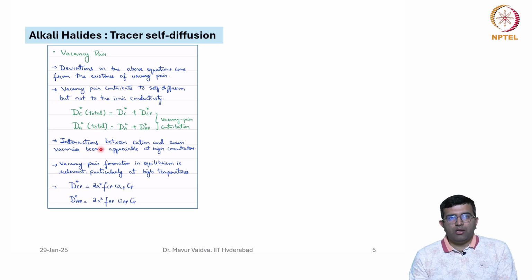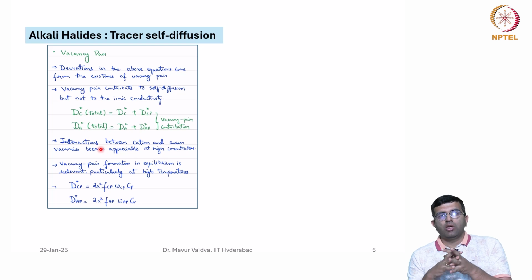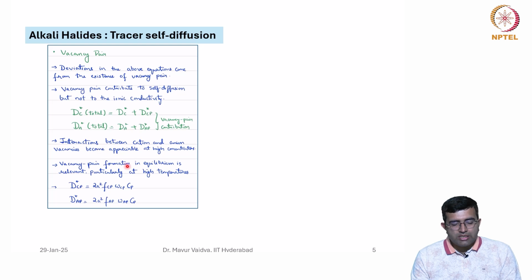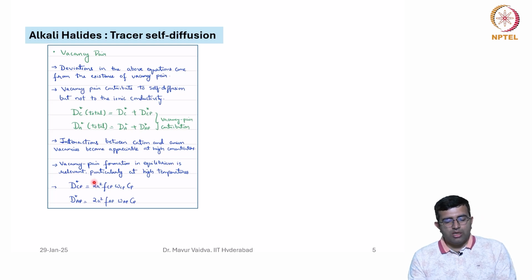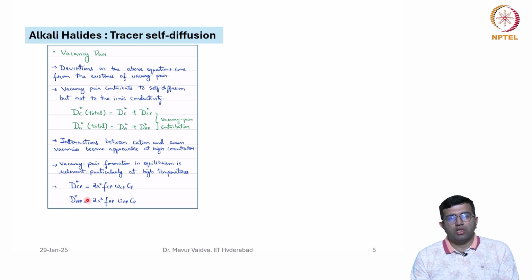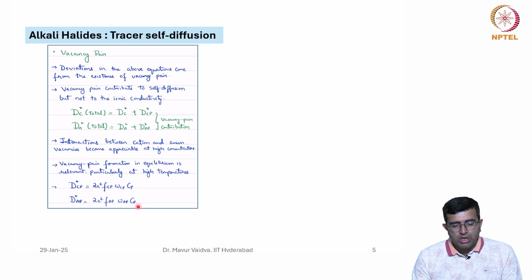The interactions between cation and the anion vacancy become appreciable at the higher temperature. These interactions are more prominent at higher temperature. Vacancy pair formation in equilibrium is relevant particularly at the higher temperatures. So, for the vacancy pair, the D star Cp is written as 2a square Fcp omega Cp into the concentration of the pair. Similarly, here it is written as 2a square FAP omega Ap into the concentration of the pair.